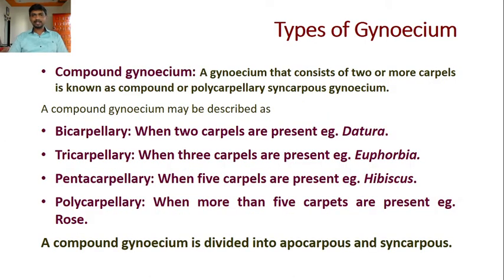Here, a compound gynoecium consists of 2 or more carpels, so it is known as compound gynoecium or polycarpellary syncarpous gynoecium. A compound gynoecium may be described by the number of carpels it possesses. When 2 carpels are present, the compound gynoecium is bicarpellary, for example Datura. When 3 carpels are present, it is tricarpellary, for example Euphorbia. When 5 carpels, then it is pentacarpellary, for example hibiscus.